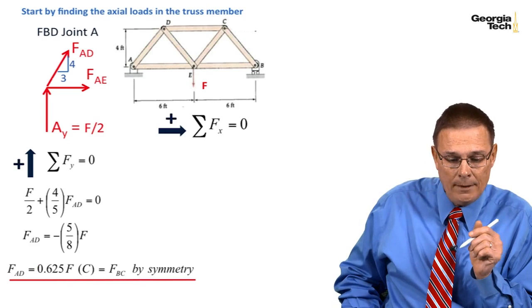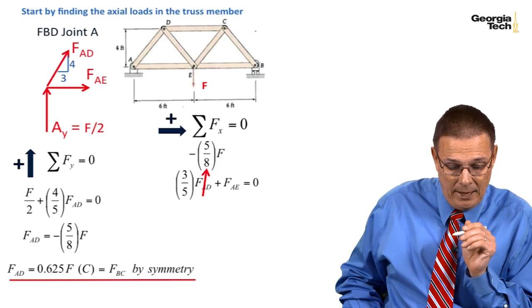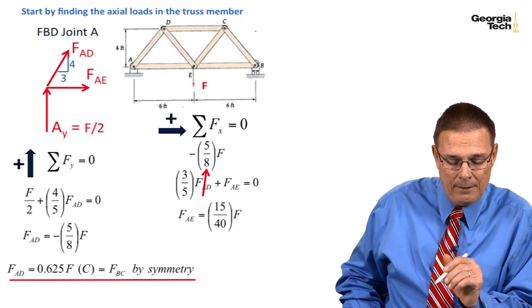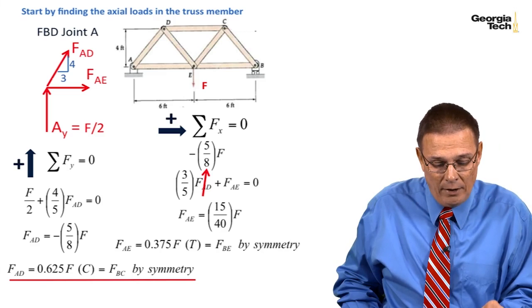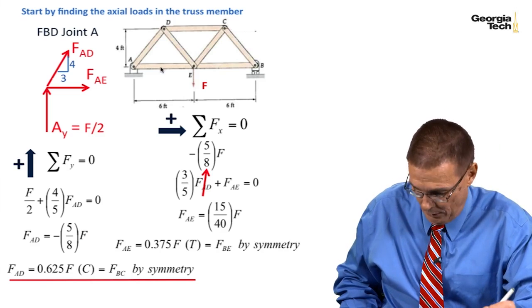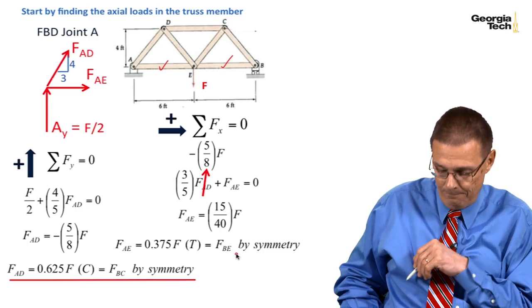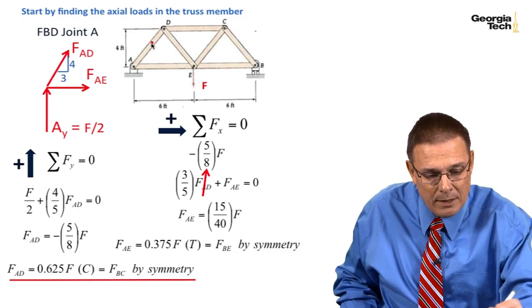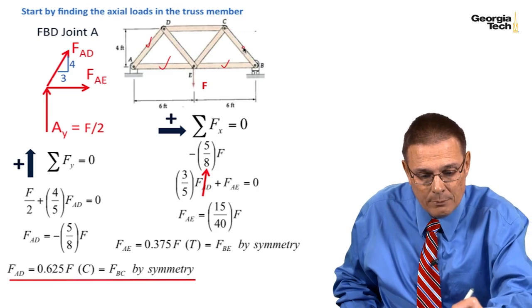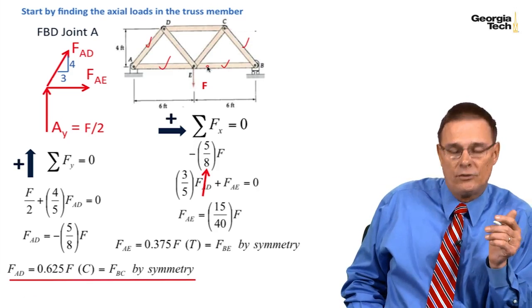Let's continue on. Sum forces in the x direction. And when we do that, we know what FAD is now. We can substitute that in. We get FAE, and that's this member. And so by symmetry, it's the same as FBE. And so now we've taken care of this member, this member, this member, and this member. So we still need these internal 3 members. How would we go about solving for those?